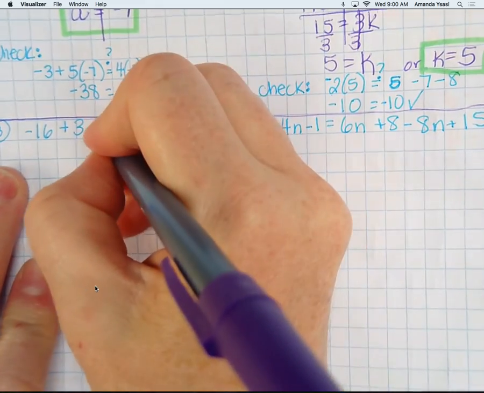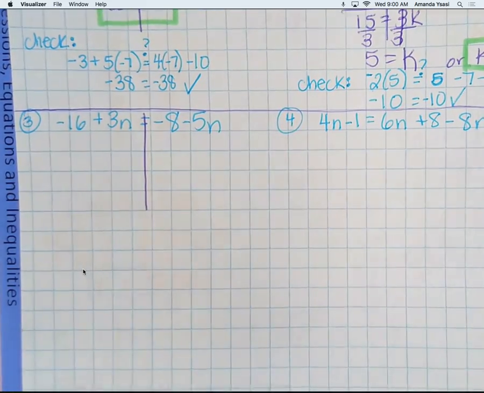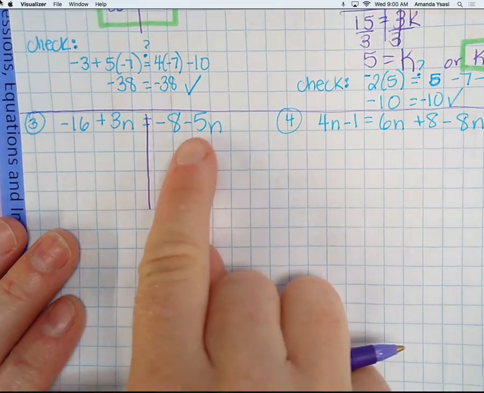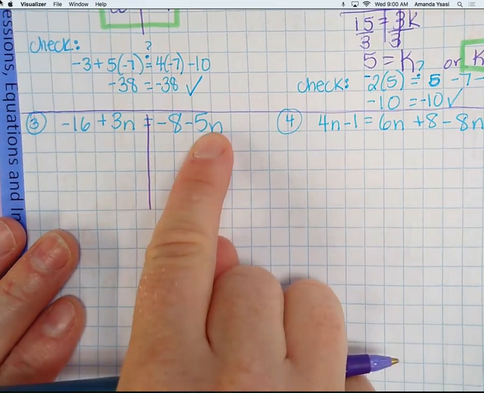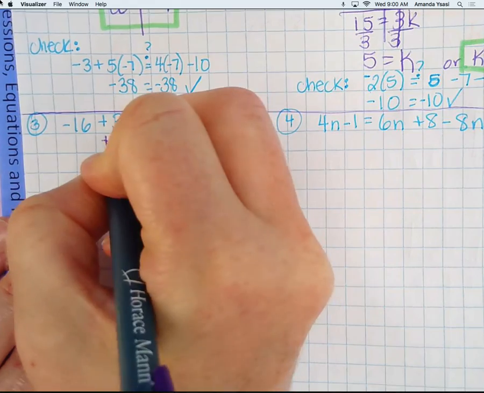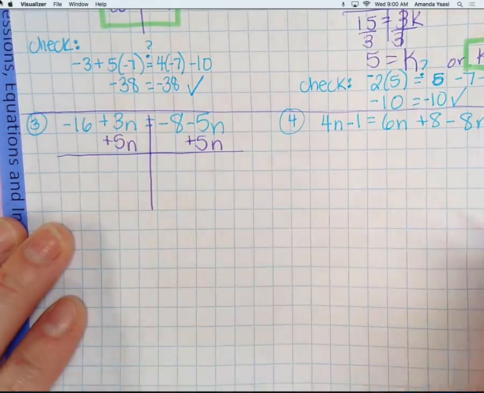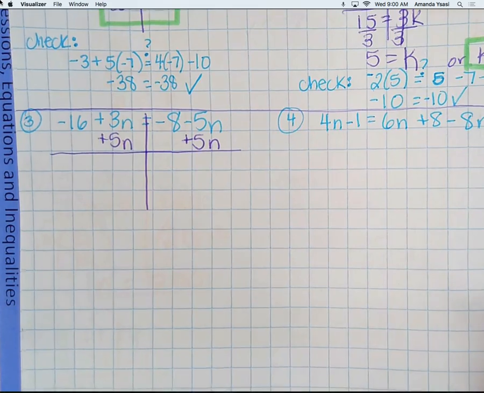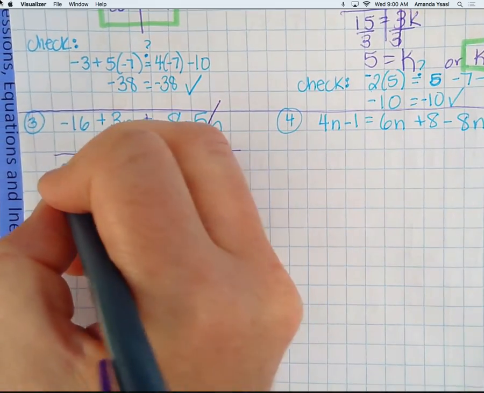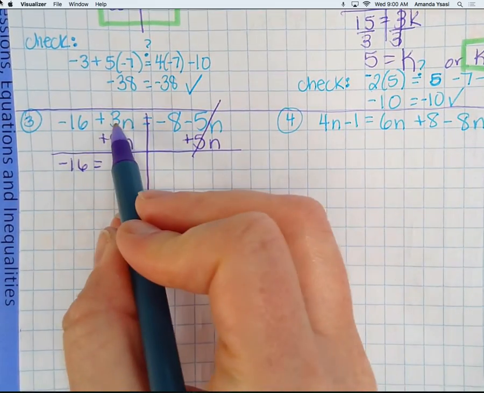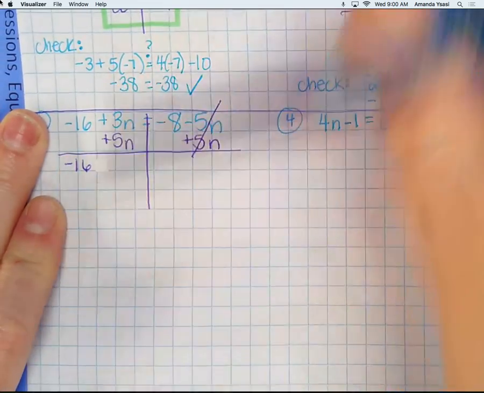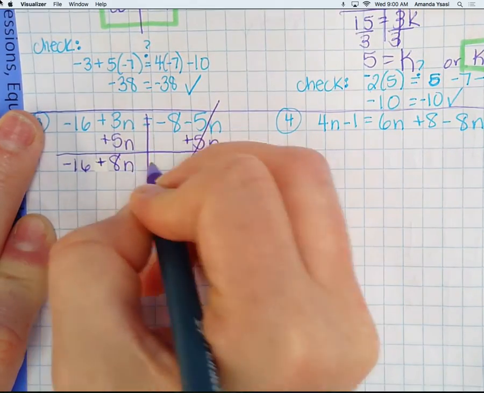Okay, so let's look at number 3. Need to move the smaller n. So which one's smaller? -5n. So I need to do plus 5n to both sides. Make sure you put it underneath the n. These will cancel. I just carry down the negative 16 equals 3n plus 5n. Oh, not equals. What am I thinking? Plus 8n, I mean, equals negative 8.